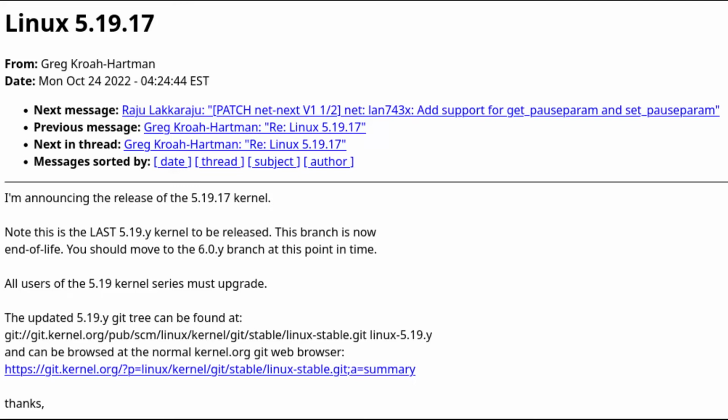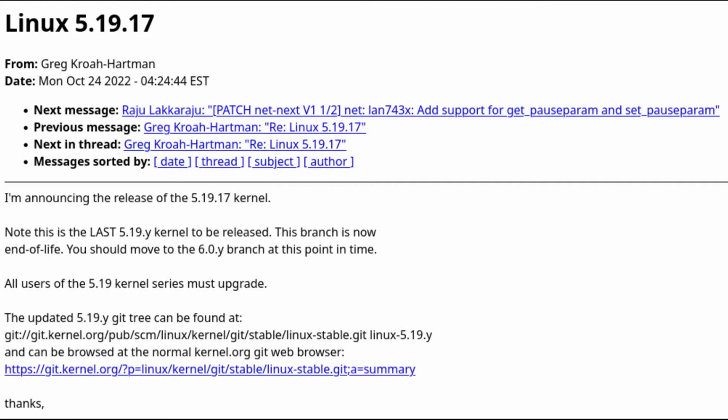22.10 Kinetic Kudu. So it's very important that you upgrade to the Linux kernel 6.0 series or one of the long-term supported LTS kernels. Popular rolling release distributions like Arch Linux and OpenSUSE Tumbleweed are already running Linux kernel 6.0, and it is also coming to supported Fedora Linux releases, including the upcoming Fedora Linux 37, which is currently slated for release on November 1st, 2022.